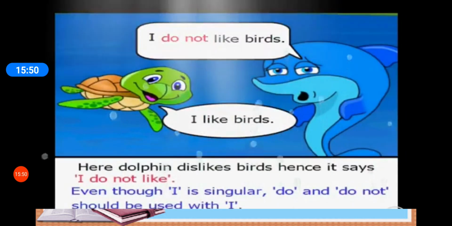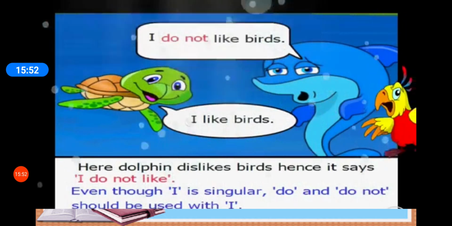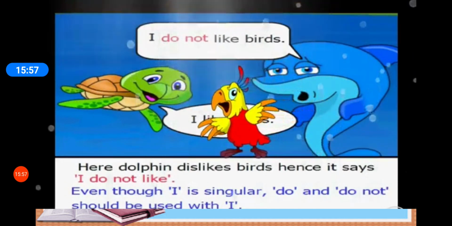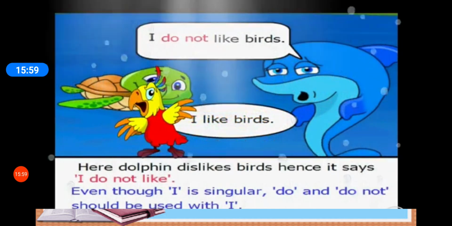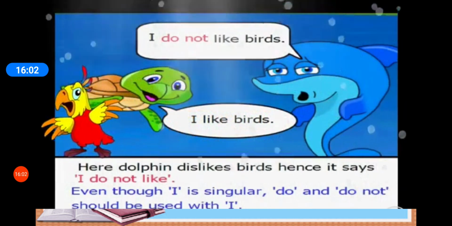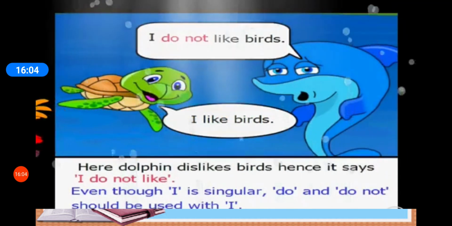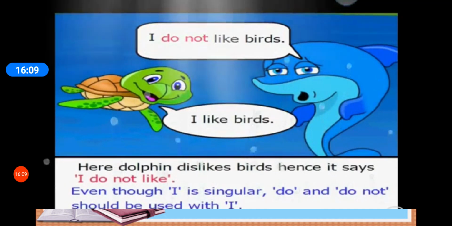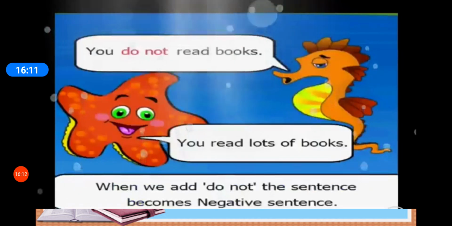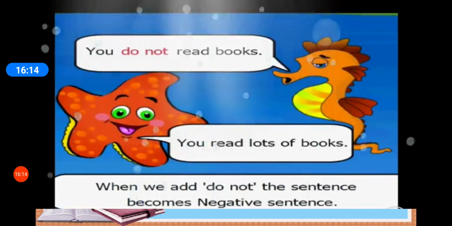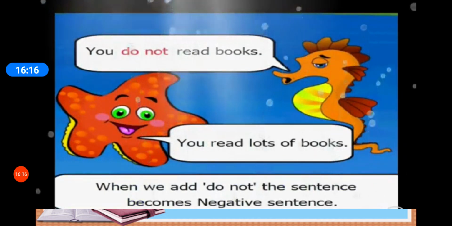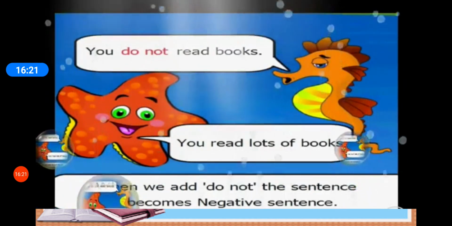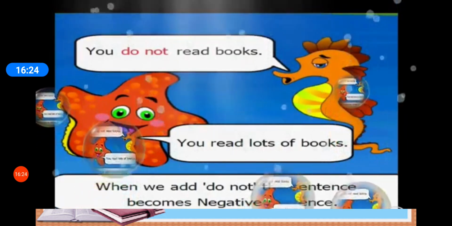I like birds. I do not like birds. The dolphin dislikes birds. So it says, I do not like birds. Do not is used with I, you, etc. Just as in the case of do. You read lots of books. You do not read books. When we add do not or does not in a sentence, it becomes a negative sentence.